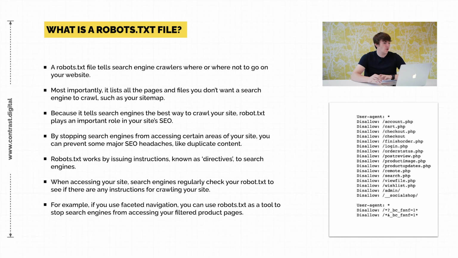So to start with, what is a Robots.txt file? In its simplest format, it tells search engines what to crawl. What you can see here is that we can tell search engines not to crawl certain pages, and that way we can keep them safe so they won't necessarily be indexed.